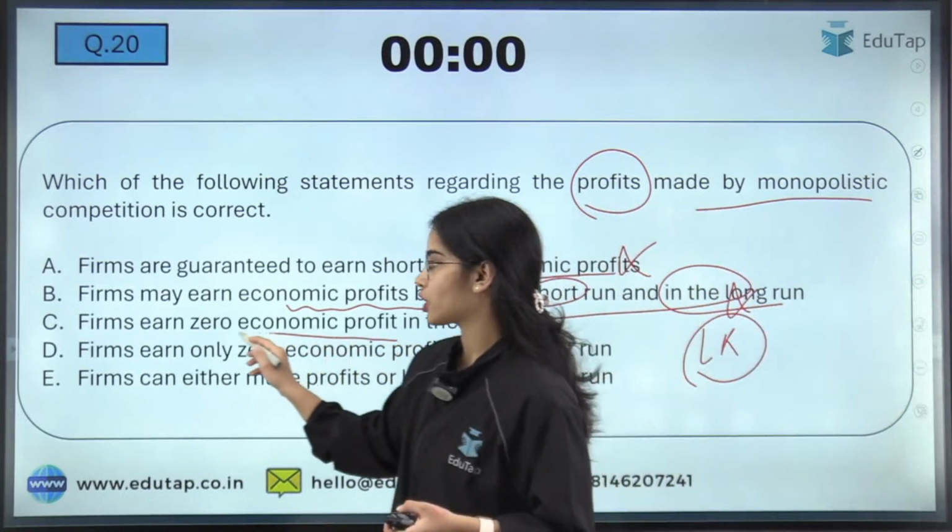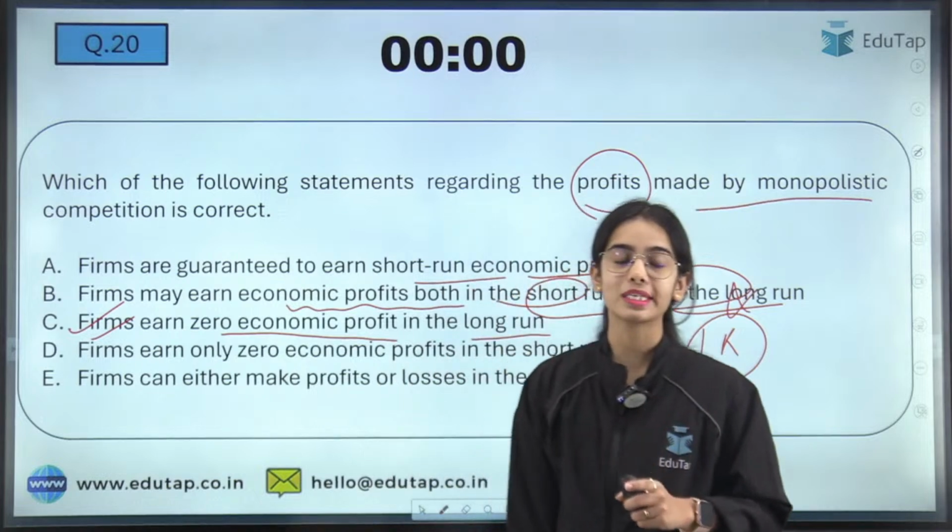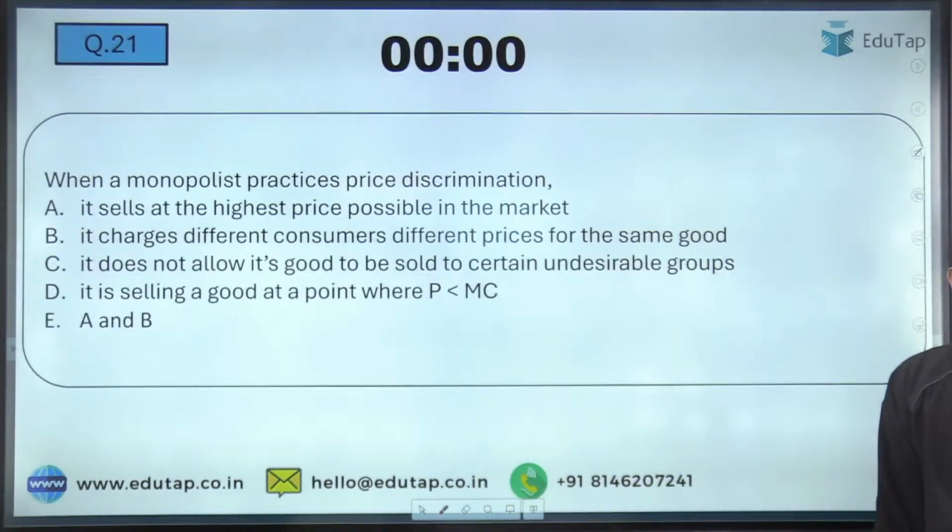So in the long run there are zero economic profits that the firms are earning. So that's why C is the right answer here. Okay. Now coming to the next question.